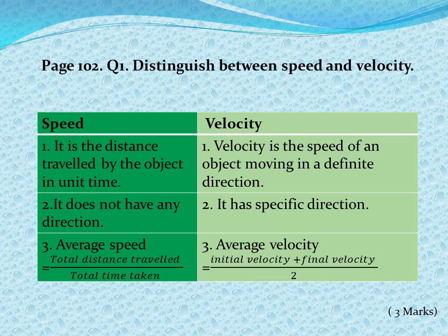2. Speed does not have any direction. Velocity has specific direction. 3. Average speed equals total distance traveled divided by total time taken. Average velocity equals initial velocity plus final velocity divided by 2.